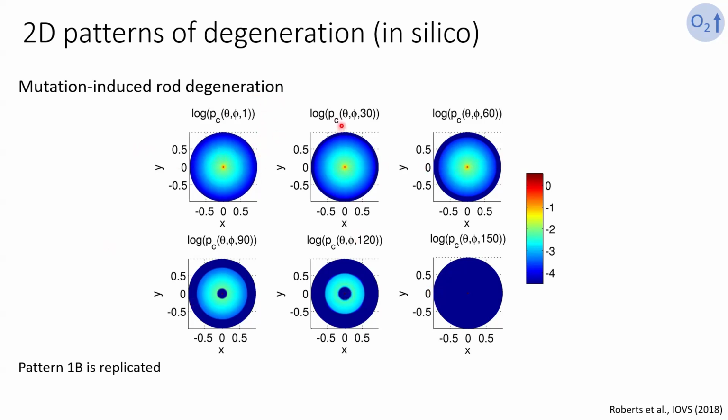And what you find is that you get degeneration at the periphery of the retina, expanding inwards, and also a parallel peripheral region that comes outwards from the fovea and meets somewhere in the mid-periphery. At the end of this, you may not be able to see it, so I'll put my laser pointer there. There is a red dot somewhere in the middle there, which is the preservation of the fovea. So this replicates pattern 1b that I mentioned earlier on.